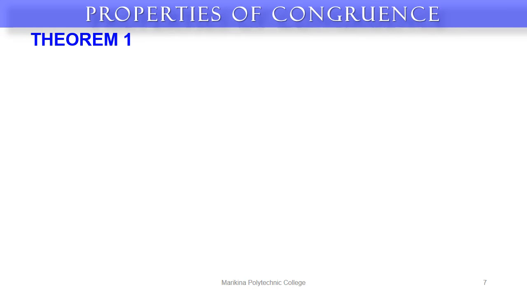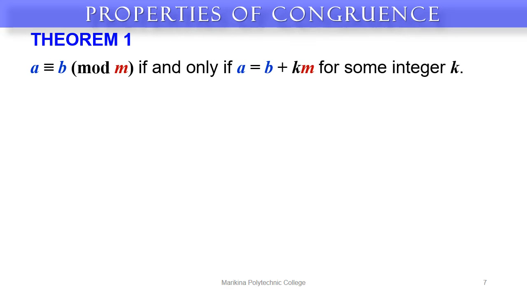Congruence is a generalized form of equality. Many properties of equality are being carried over to congruences. In the next theorem, like equality between two numbers, we see that congruence satisfies the properties of an equivalence relation. Theorem 1 states that a is congruent to b modulo m if and only if a is equal to b plus k times m for some integer k.